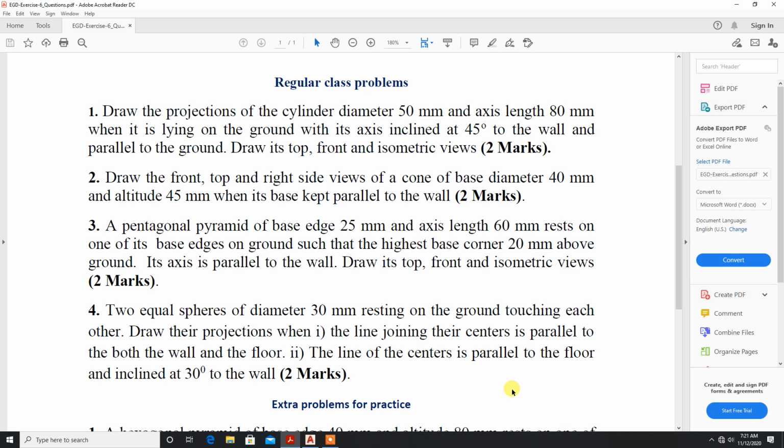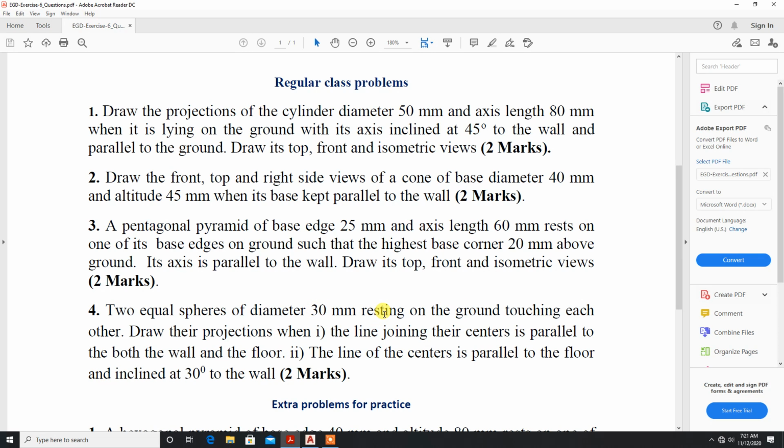So last problem of week 6, fourth one. Two equal spheres of diameter 30 mm resting on ground, touching each other. Draw its projection. First condition, the line joining their centers is parallel to both the wall and the floor. Second condition, the line of the centers is parallel to the floor and inclined at 30 degrees to the wall. So we'll move on to AutoCAD.